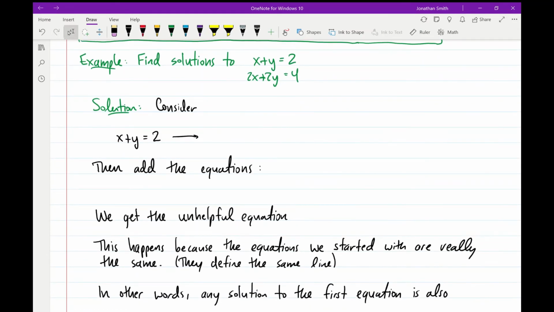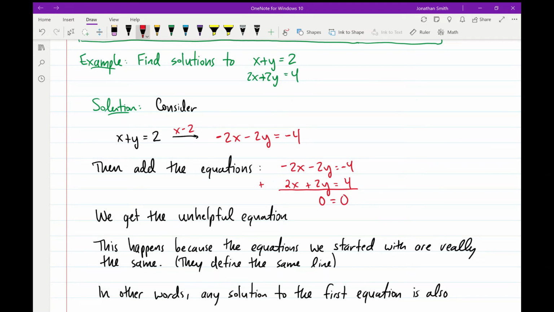So consider we start with this first equation, x plus y equals 2, and we can multiply by negative 2 to get negative 2x minus 2y equals minus 4. We're multiplying by negative 2 because I want the negative 2x and the positive 2x to add together and cancel. Now we add them. We get negative 2x minus 2y equals minus 4 plus 2x plus 2y is equal to 4. And now on the bottom, this time we get 0 is equal to 0.